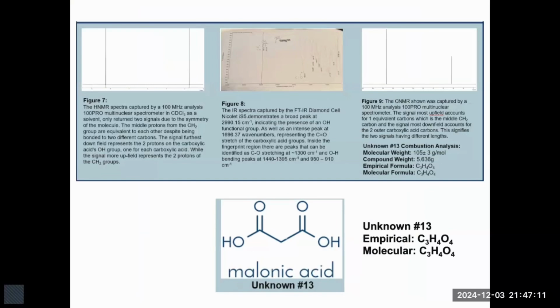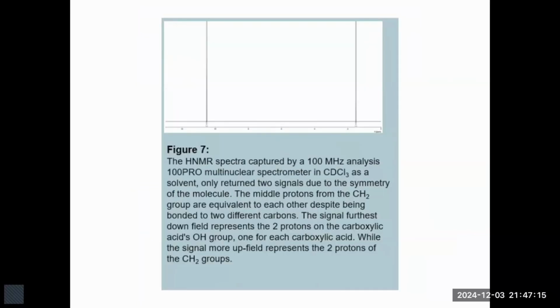Okay, and for my unknown 13, with the combustion analysis data, we were able to determine the molecular and empirical formulas for C3H4O4. Figure 7 shows the HNMR spectra, returning two signals due to the symmetry in the structure. One signal most upfield for the methylene group, and the signal most downfield for the carboxylic acids on both sides.